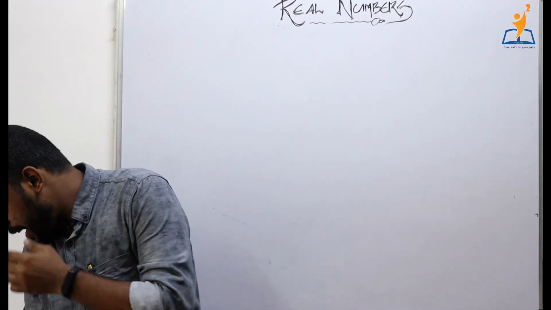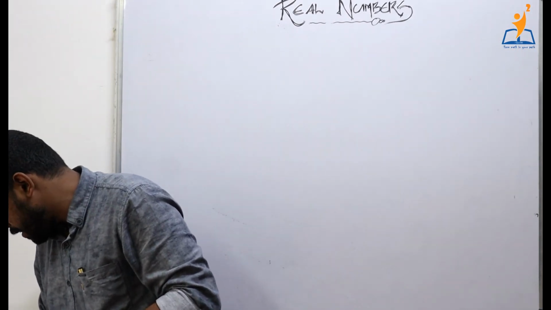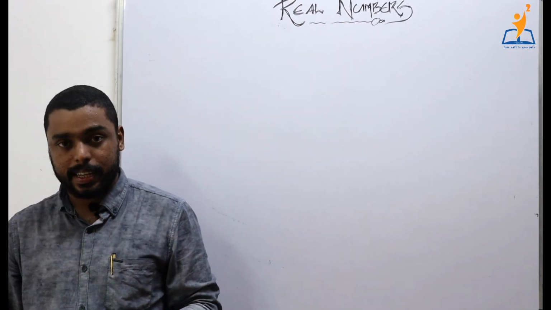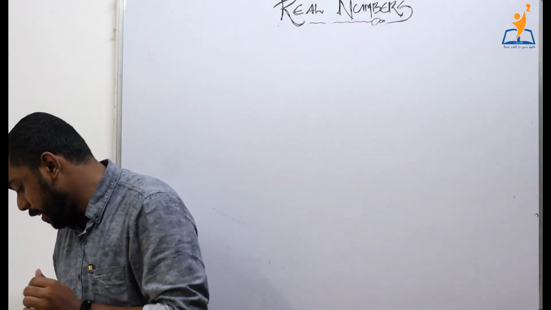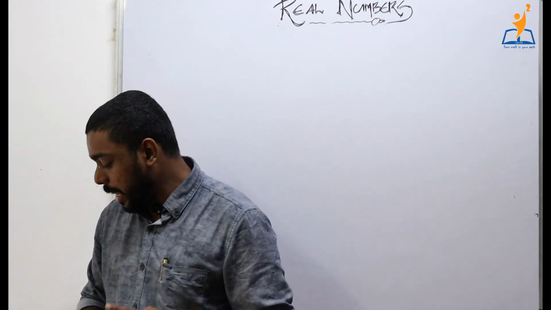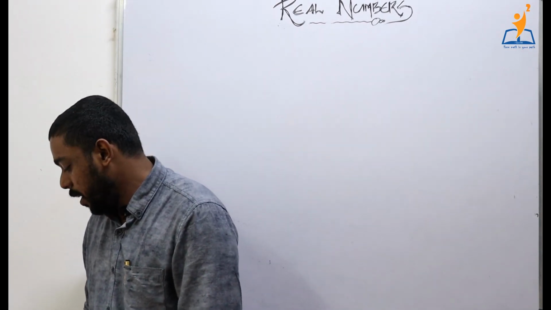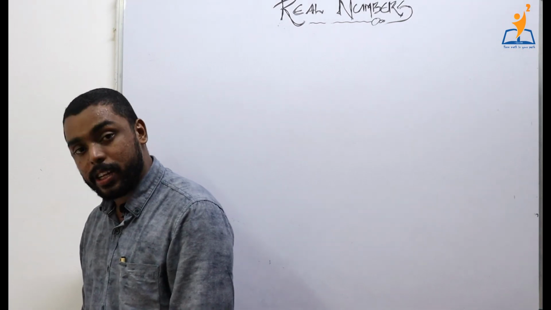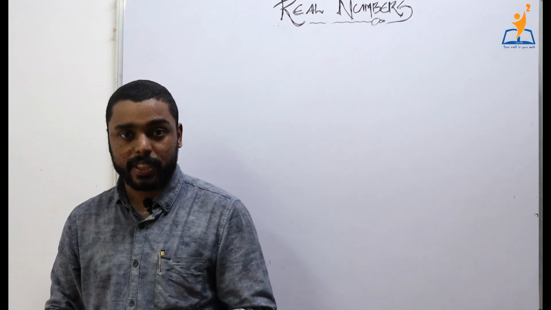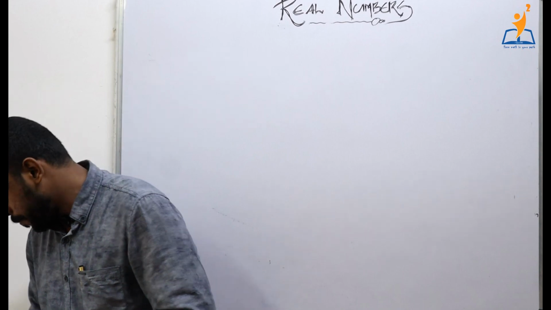Question number 3 of exercise 1.2. Find the LCM and HCF of the following integers by applying the prime factorization method. So we have to find the HCF and LCM of the following integers, and you are given 3 examples there. First one: 12, 15 and 21. The second one: 17, 23 and 29. Third one: 8, 9 and 25. We are going to do the first one. The rest is very simple for you if you understand the first question properly.